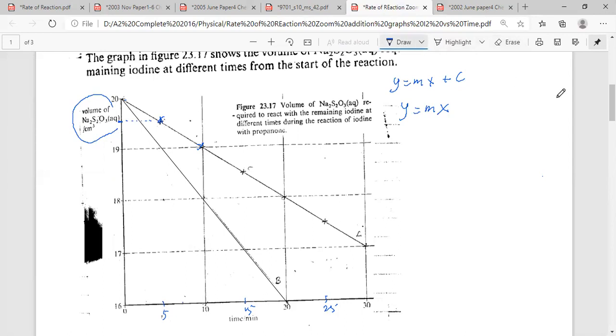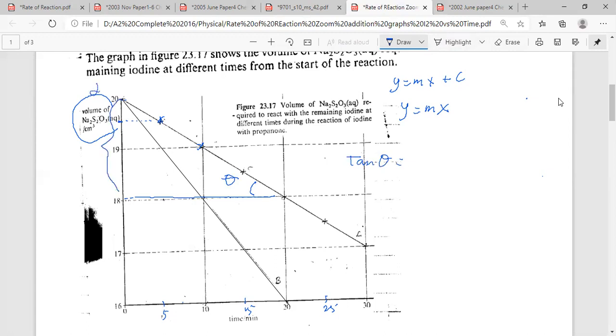Look carefully. Now, a straight line graph has how many slopes? One slope, okay? One slope. So what is the slope? Draw a line here. So tangent theta is equal to the height here, which is how much? What's the volume?